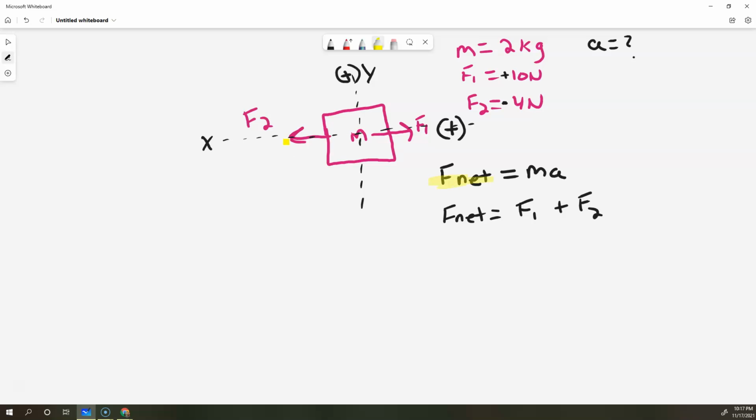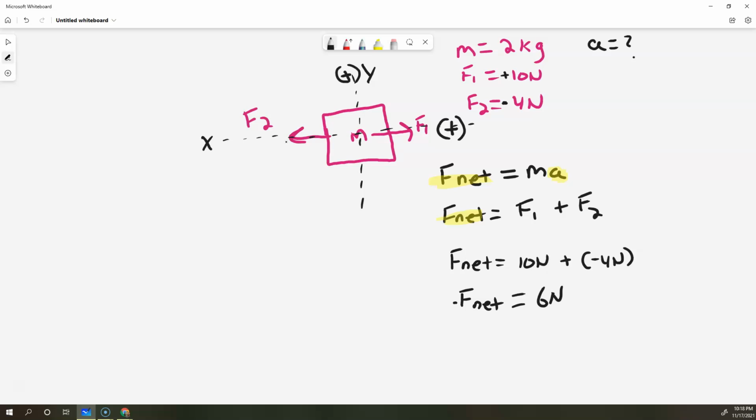I will then see if there's anything I can solve for. I don't yet know F net, that's an unknown. I do know my mass, and I don't know my acceleration. So this equation is not solvable. Okay, I don't know F net, but I do know these other two things. So now I have a solvable equation. F net equals 10 newtons plus a negative 4 newtons. F net is 6 newtons.